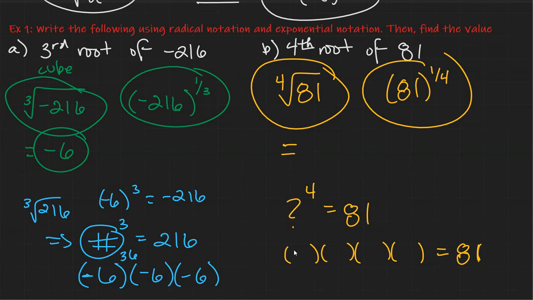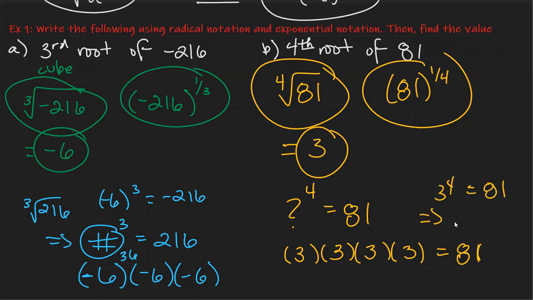So, start with 2. 2 times 2 times 2 times 2. Well, 2 times 2 is 4, times 2 is 8, times 2 is 16. So that's not it. What about 3? 3 times 3 is 9, times another 3 is 27. Oh, and then times another 3 is 81, right? So this is equal to 3. Okay, because 3 to the 4th power is 81.